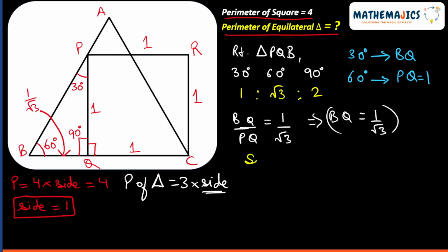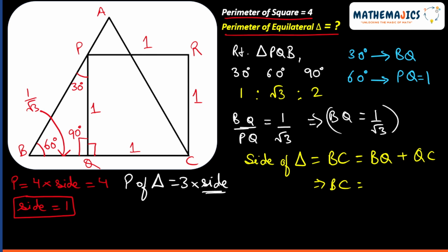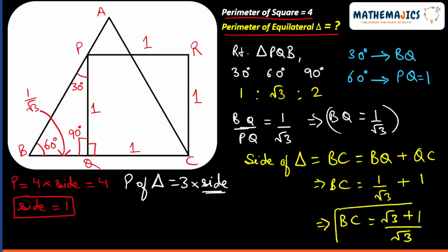Now what is the side of the equilateral triangle? We can take any side. In this case I am taking side BC. BC can be written as BQ plus QC. So BC will turn out to be BQ, which is 1 over root 3, plus QC, which is 1. If I solve this further, I will get BC as root 3 plus 1 over root 3. Now this is the side of the equilateral triangle that is given to us.